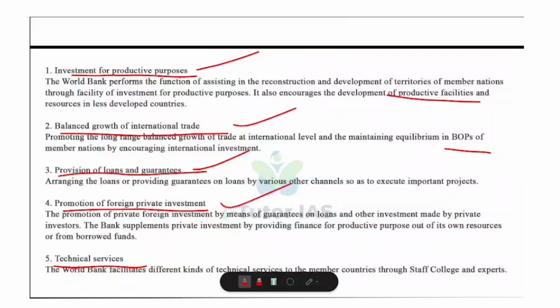Fourth one, promotion of foreign private investment. That is, it encourages private foreign investors to invest in member countries. It supplements private investment with bank financing to ensure productive use of funds. For example, a private foreign company sets up a factory with partial funding or guarantee from the World Bank.